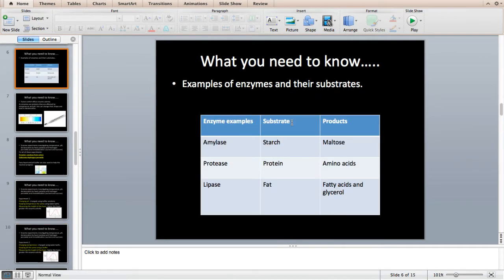So examples from enzymes and substrates from your body, girls. So amylase, we know it's in your mouth. We know from the junior cert, it breaks down starch into maltose. Protease breaks down proteins, that's found in the stomach, such as pepsin. Okay, breaks down your proteins into amino acids. Lipase, then, girls, is an enzyme that breaks down fats, and it breaks them into their components, fatty acids and glycerol. Okay, so learn off these three, learn off their substrates, and learn off their products as well.